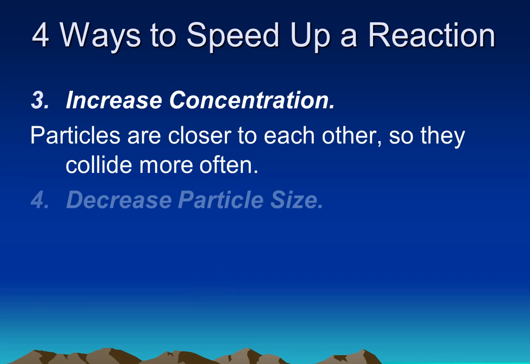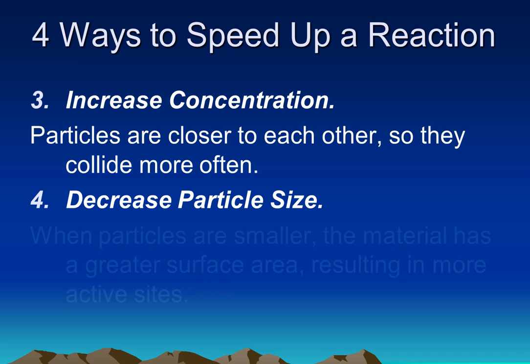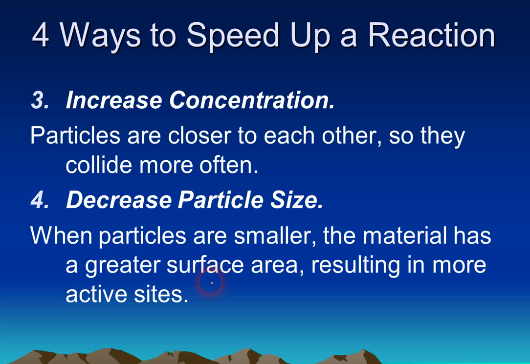Now, the fourth way to speed up a reaction is to decrease the particle size. And so maybe you've tried this if you have a log or a piece of wood. You know that if you take a log and you burn that in a fireplace, it might take a couple of hours to burn that log. If you take that log and you cut it down to the size of wood chips, it's going to burn a lot faster. If you take those chips and pulverize them down to sawdust, well, it's going to burn almost instantly, isn't it? And this happens because when particles are smaller, you have more surface area.